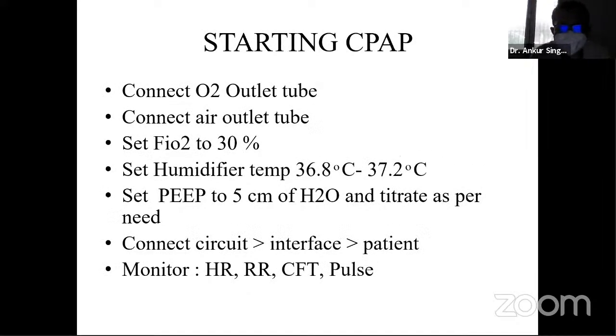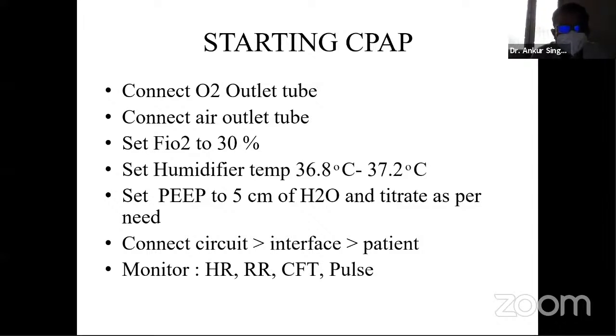So how will we start? First, we will connect the oxygen pipe, the oxygen tubings, and connect the air outlet tube. We'll set the FiO2 at 30% and set the humidifier temperature to 37 degrees Celsius. We set the PEEP which we require for the child, usually 3 to 5 centimeters of water, and titrate as per the need. Then we connect the circuit to the interface and then to the patient. And then again we monitor.